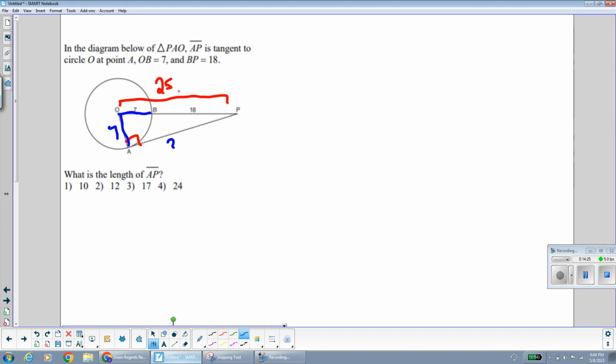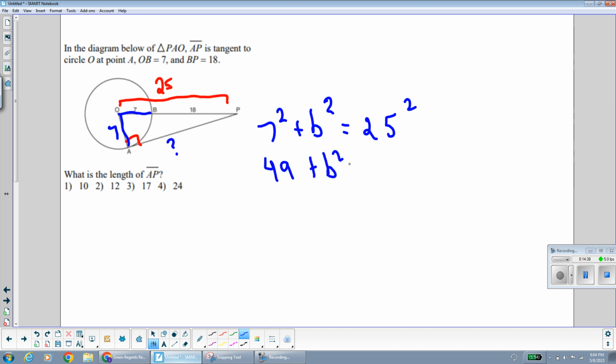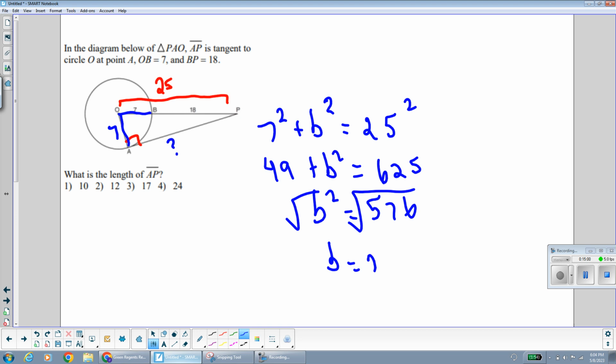Since we have two sides of the right triangle and we just need to find a missing one, we can use the Pythagorean theorem. So 7 squared plus b squared is equal to hypotenuse squared. So that is 49 plus b squared is equal to 25 squared, 625. Let me subtract 49 and then take the square root of both sides. Hopefully that works out nicely, and it does. B is equal to 24.